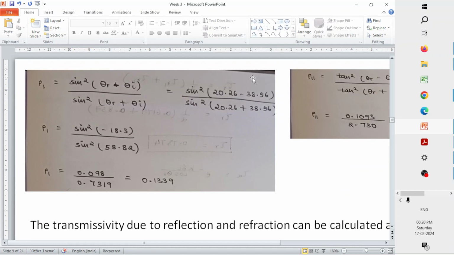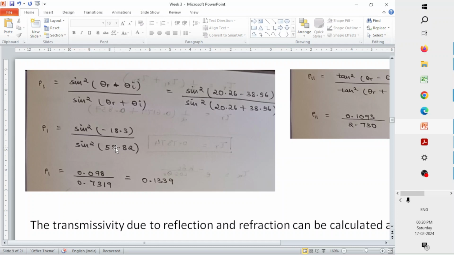So how do you calculate it? It is sine square of theta r minus theta I, divided by sine square of theta r plus theta I. So these are the two polarization components of the reflection and refraction. Theta r is 20.26, theta I is 38.56. Similarly for theta r plus theta I. So 20.26 minus 38.56 will be minus 18.3, and then the addition will be 58.82.